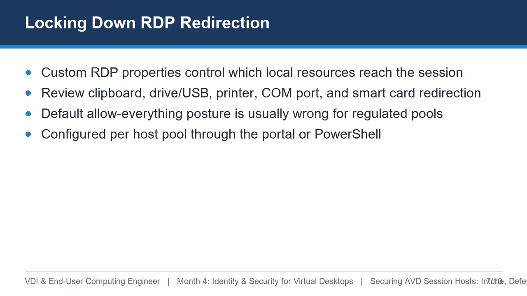Custom RDP properties decide which local resources get redirected into a session, and the default posture usually allows more than a regulated or contractor-facing pool should. Review clipboard redirection, drive and USB redirection, printer redirection, COM port redirection, and smart card redirection, each with its own property you can disable per host pool. This is the layer that stops a legitimately signed-in, legitimately authorized user from simply copying data out through the clipboard or a mapped local drive.